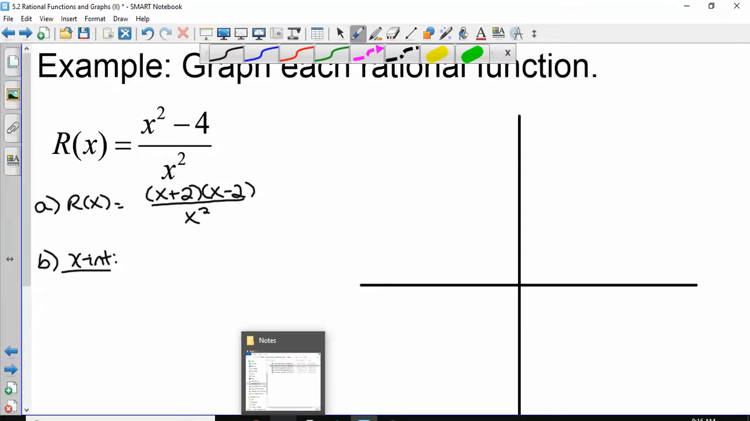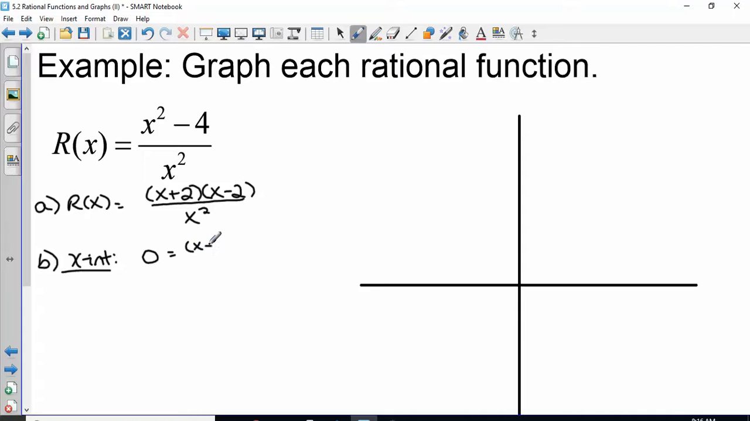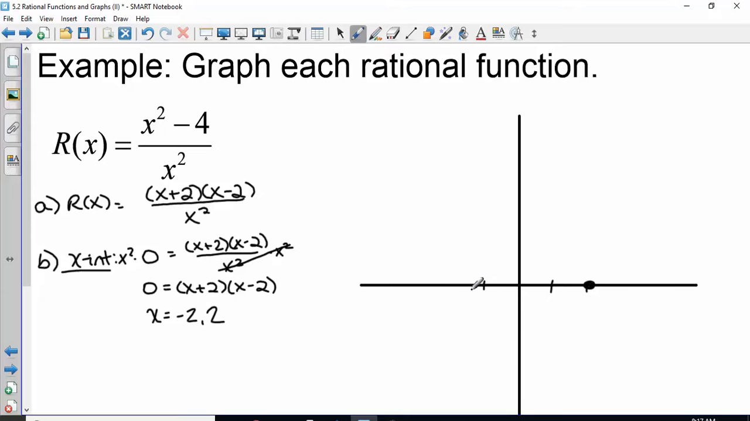Alright, x-intercept is when you set the entire thing equal to 0. The first thing you're going to do though is multiply over your denominator. And anything times 0 is still 0. So it's really just what makes the top 0. So what do we get? X equals 2 and -2. These are intercepts, not asymptotes. So we just plot those as dots. We hit the x-axis at a positive 2 and at a negative 2.